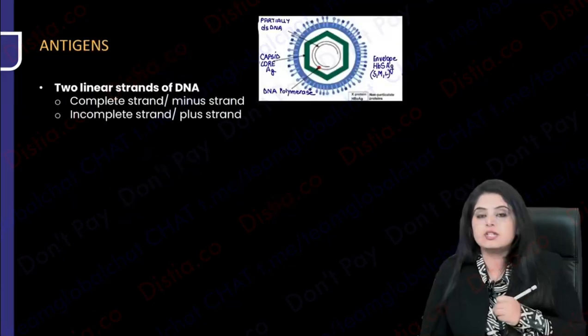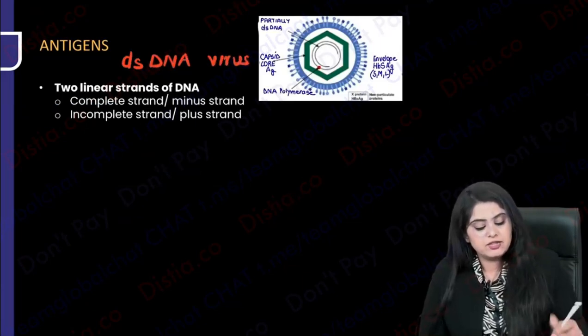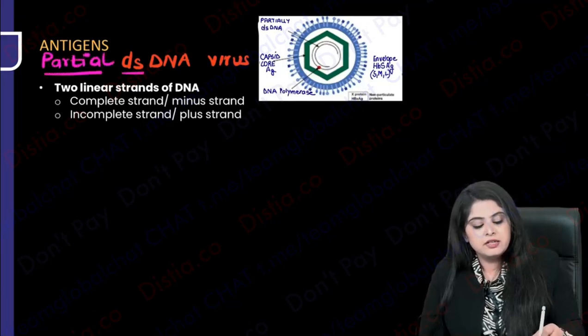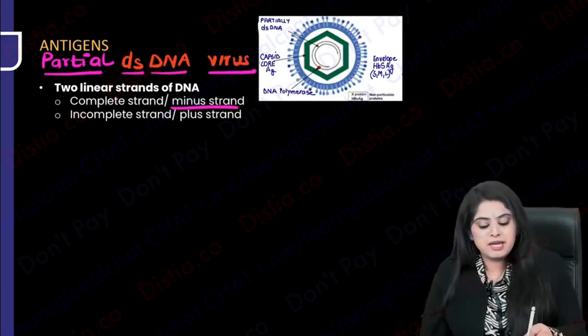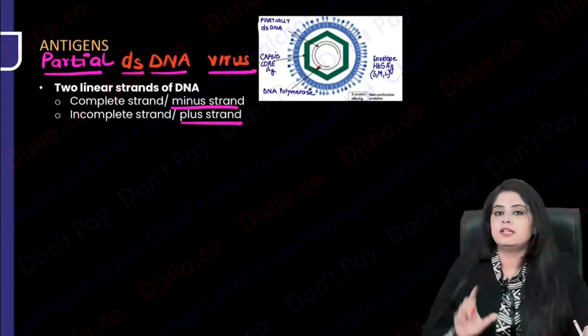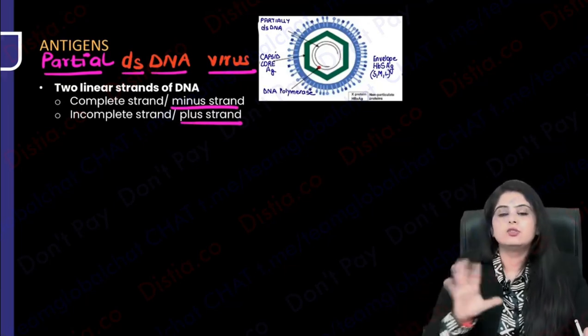But here there is a catch. Yes, this is a double-stranded DNA virus. Correct. But there is a catch over here that it is a partial double-stranded DNA virus. So, first you will say, ma'am, what is the double strand? Double strand means there is a minus strand and a plus strand. Plus strand can make the proteins forward, minus strand cannot.